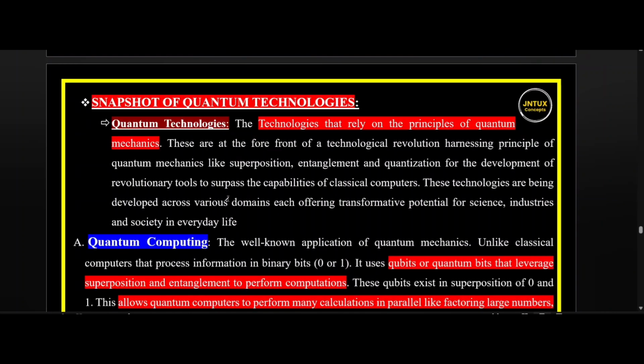So that is all about the snapshot of quantum technologies. The summary of this video is: we have covered what is meant by quantum technologies. The technologies which rely on the principles of quantum mechanics are known as quantum technologies. There are many kinds of quantum technologies like quantum computing, quantum sensing, quantum communication, etc. But here in the JNTU syllabus, they have given quantum computing, quantum sensing, and quantum communication, and we have covered all three of them. That is all about the snapshot of quantum technologies in Introduction to Quantum Technologies and Applications of the 3-1 semester in R23 regulation.